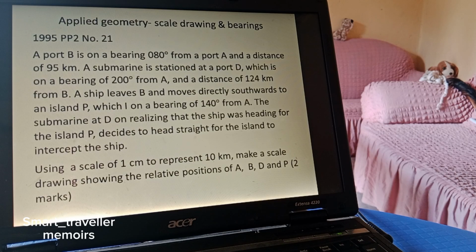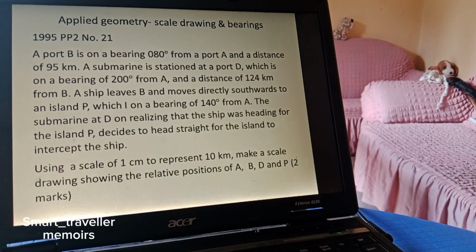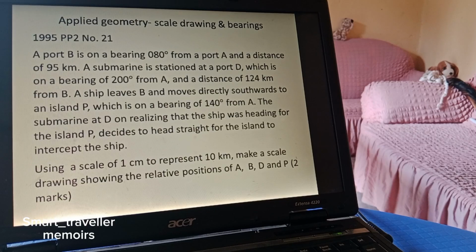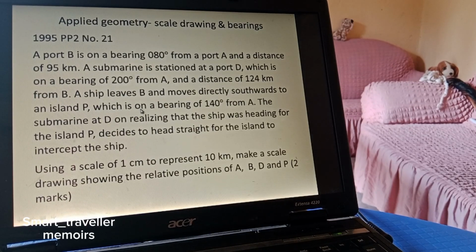Using a scale of 1 centimeter to represent 10 kilometers, make a scale drawing showing the relative positions A, B, D, and P. You get 2 marks. So, I was just correcting some place here, which is on a bearing of 140 degrees from A. Fine.